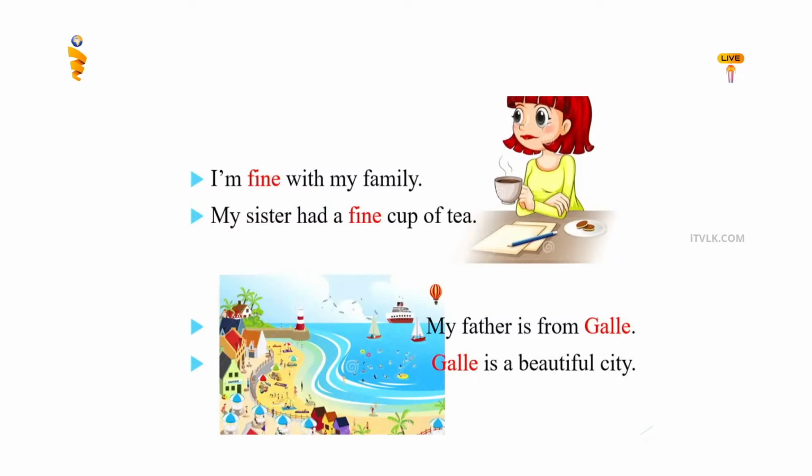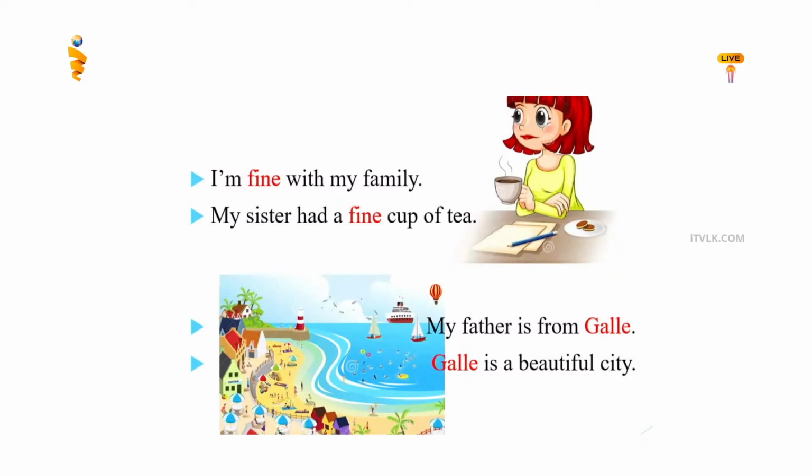Okay, children. Next, the word that I have chosen to write a sentence is fine. I'm fine with my family. All of you are at home. So you can say, I'm fine with my family. You can also say, today is a fine day. Or as you can see a girl having a cup of tea, you can say, my sister had a fine cup of tea. What do you mean by fine? It's a beautiful, good day. You can say it's a fine day.